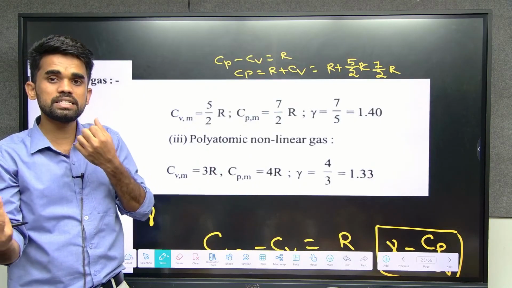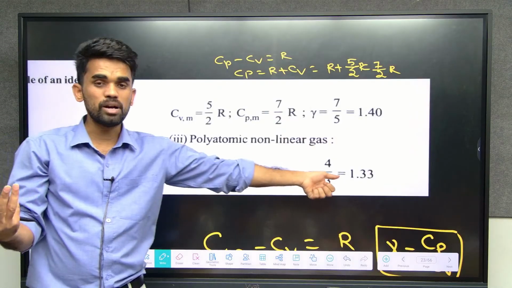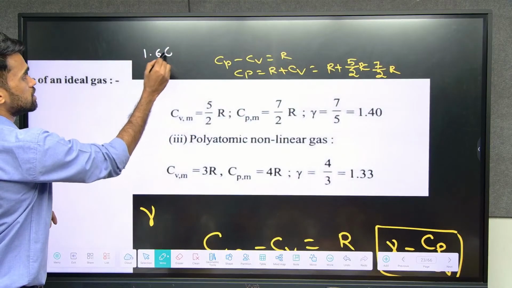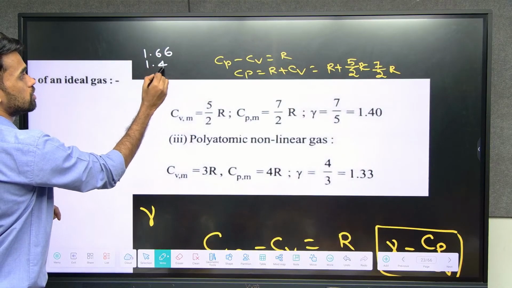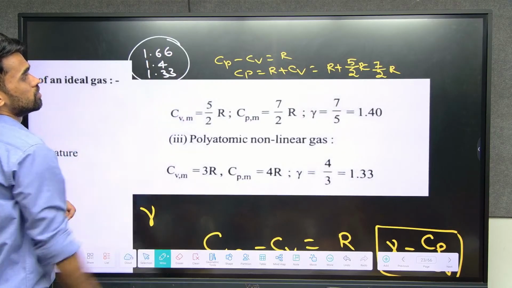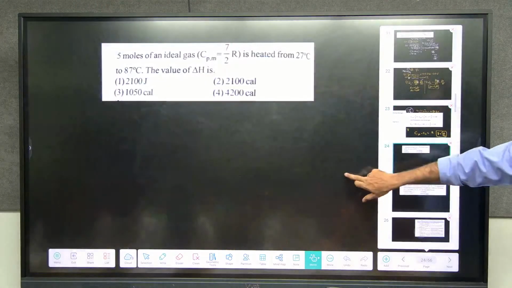What is the gamma value for polyatomic gas they will ask? 1.33. So the values we got are 1.66, 1.4, and 1.33. Remember this. For monoatomic, the gamma value is highest.